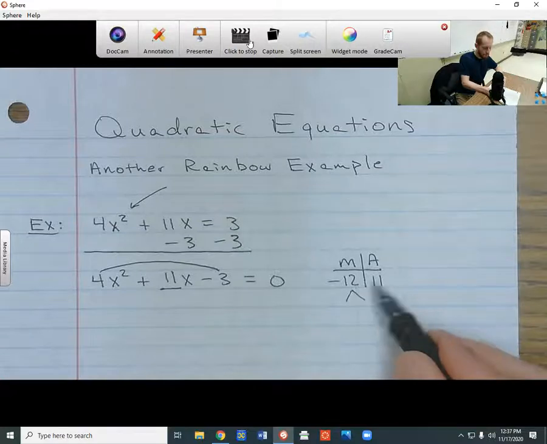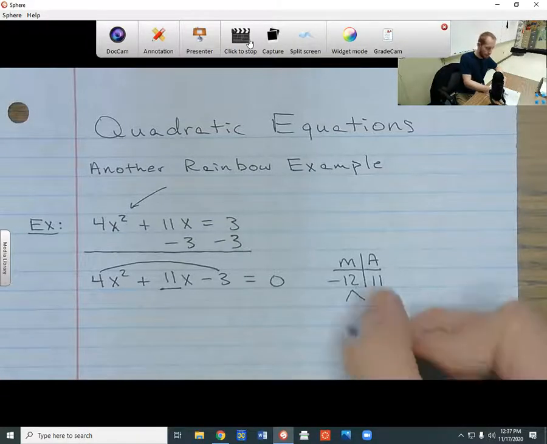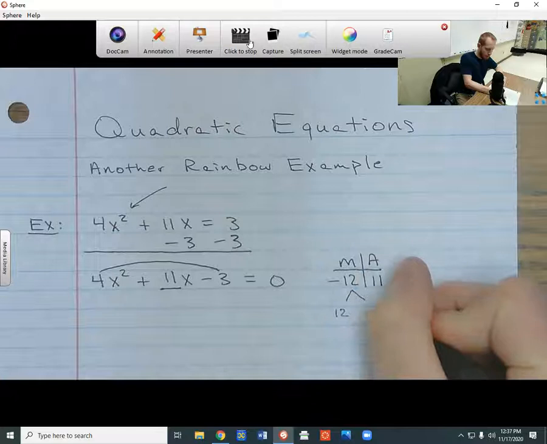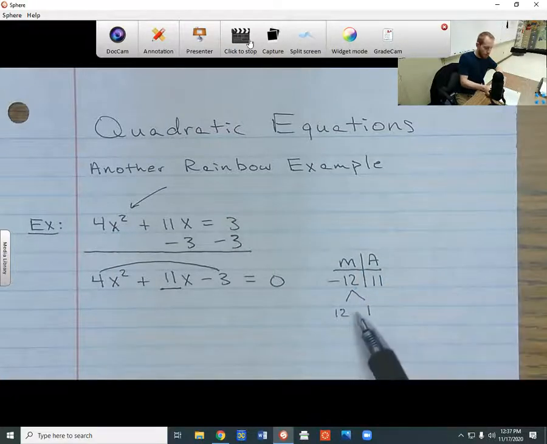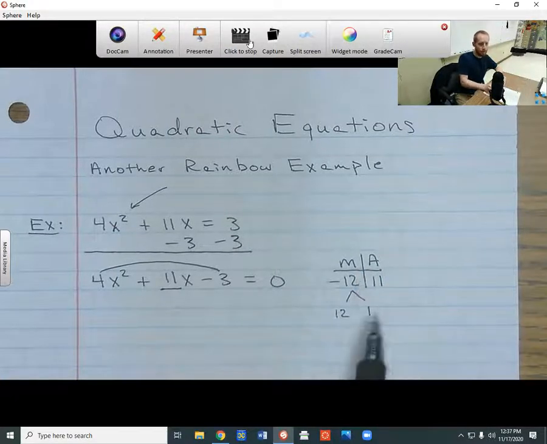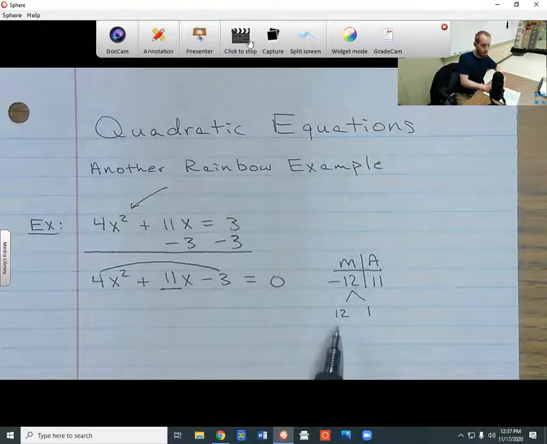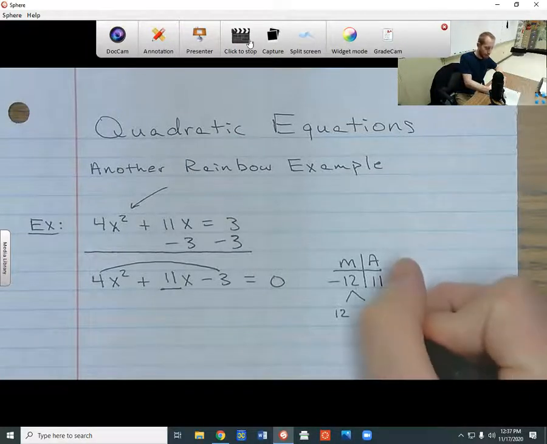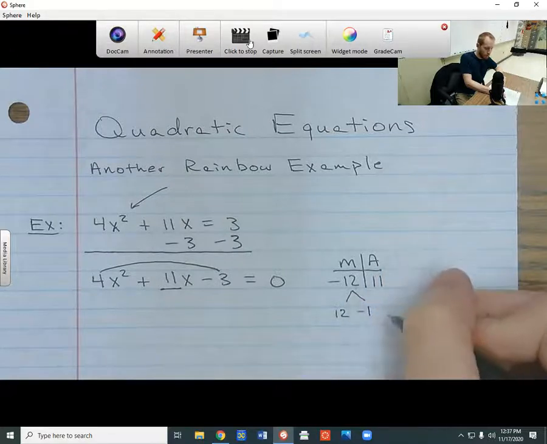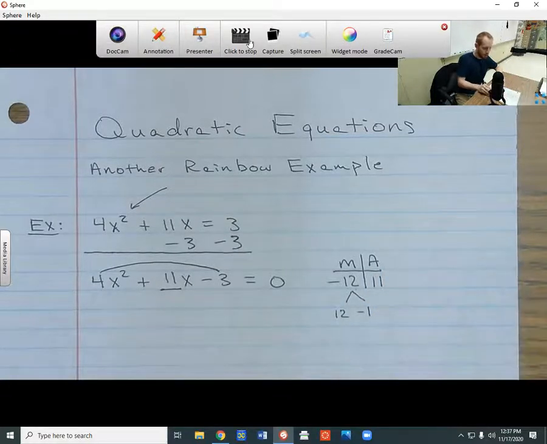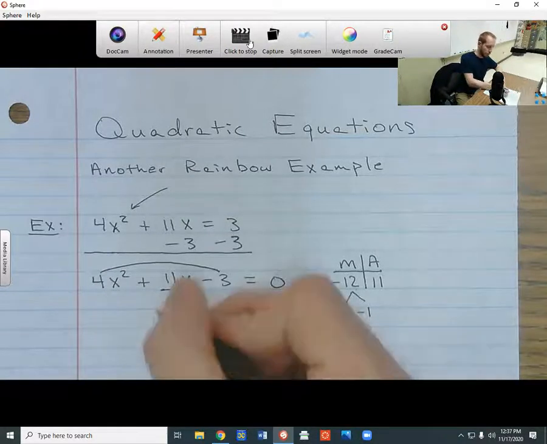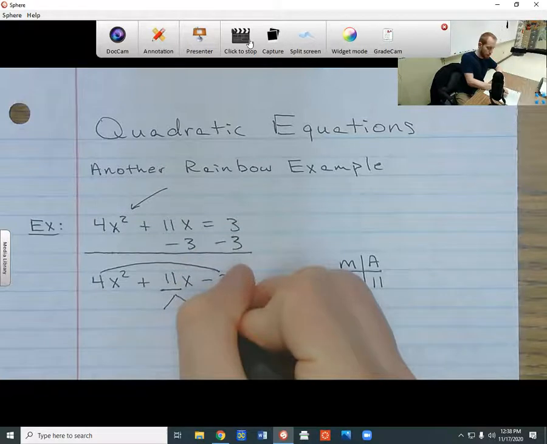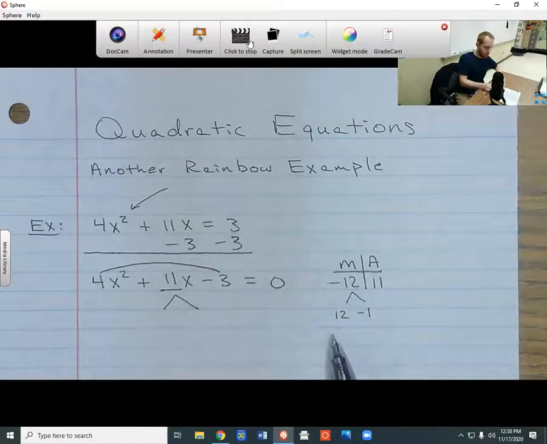So I'm going to experiment with a 12 and a 1. Now, to multiply to a negative 12, one of these numbers has to be negative. And if I'm adding up to a positive number, then that means that the biggest number has to be positive and the smallest number has to be negative. So I'm going to put the negative on the 1. So now my two numbers are 12 and negative 1. So now I can break up my middle term into those two numbers that I found. I'm going to break it up into 12 and negative 1.